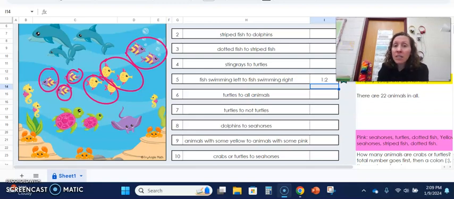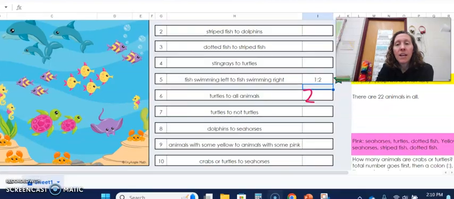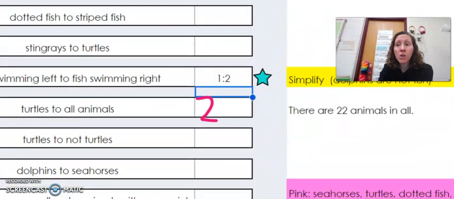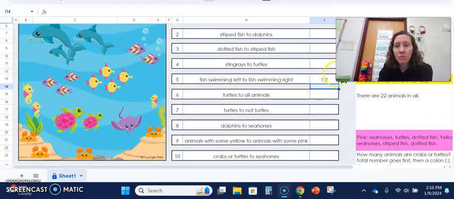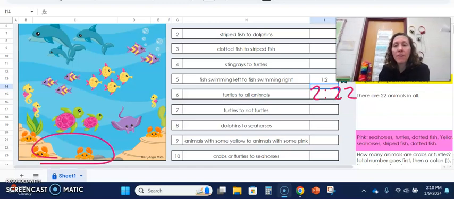All right, let's take a peek at number 6, turtles to all animals. So for the turtles, there are 2 turtles. And then if we count up, whoa, I don't know why it does that. Let's try to zoom back out. So 2 turtles, and then all animals, if we count them all up, there are 22. So just make sure you don't forget about those crabs down there. Sometimes they don't show up on your screen.